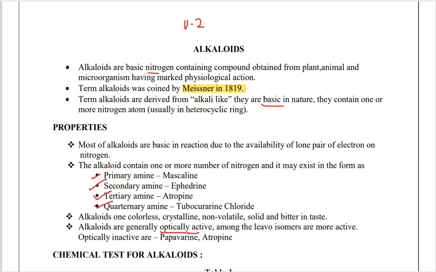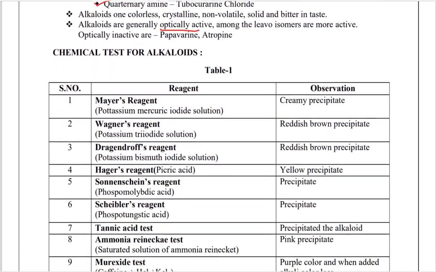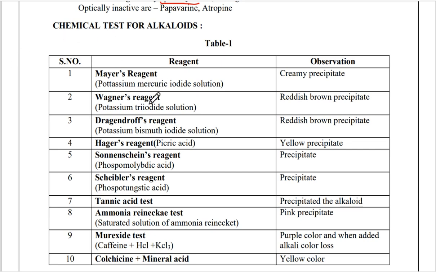Let's see the chemical tests for alkaloids. These are a few chemical tests, and you have to remember any 5 or 6 from these. The important ones are Mayer's reagent, potassium mercuric iodide solution, which gives a precipitate indicating the alkaloid is present. Then Wagner's reagent, potassium triiodide solution, gives red brown precipitates. Then Dragendorff's reagent, potassium bismuth iodide solution, similarly gives a red brown precipitate. Hager's reagent, containing picric acid, gives a yellow precipitate.